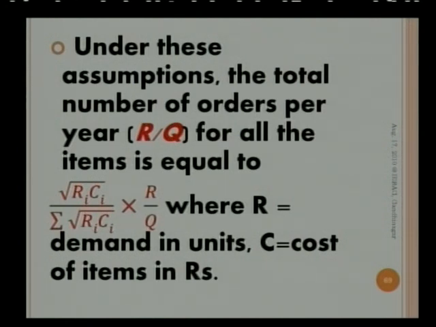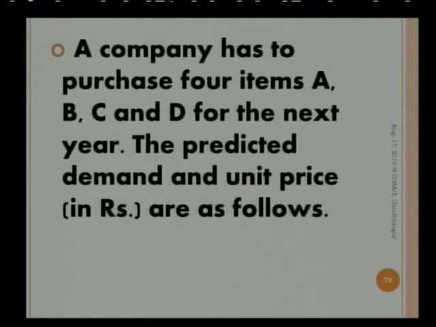For all the items, it will be given by sigma root RiCi upon sigma RiCi into R by Q, where the notations are similar to what we started from: R is the demand in units and C is the cost of items in rupees. C means Ci and R means Ri. We don't have any good method to work with, but I can explain with the help of an example how it works.